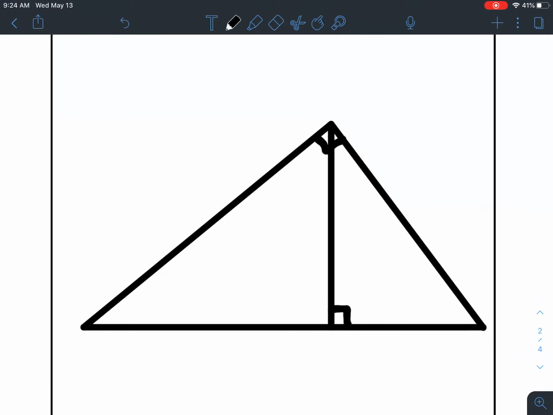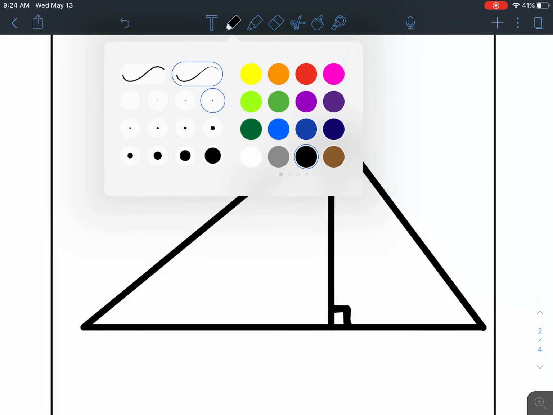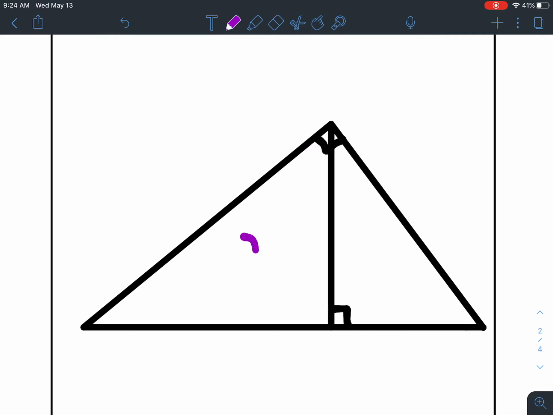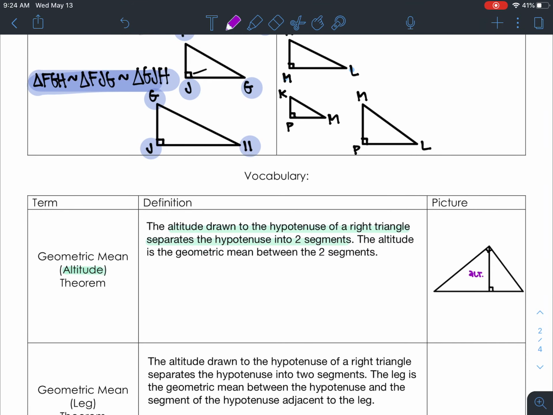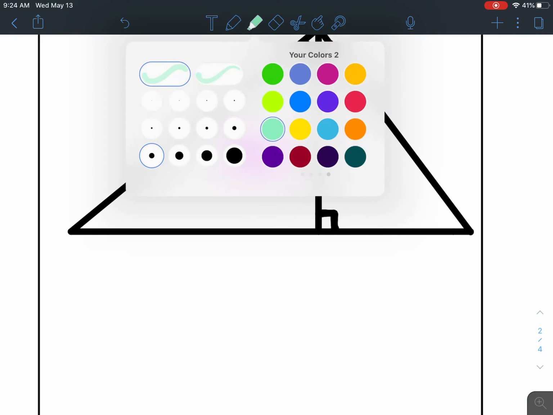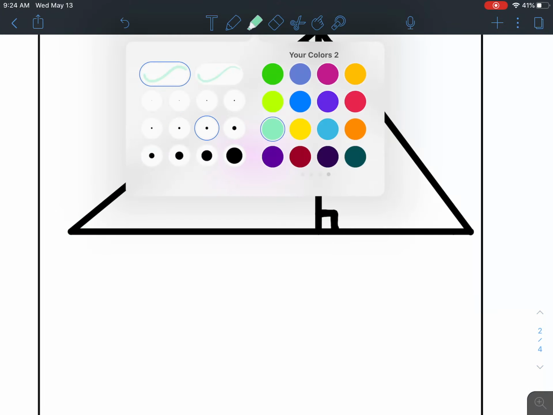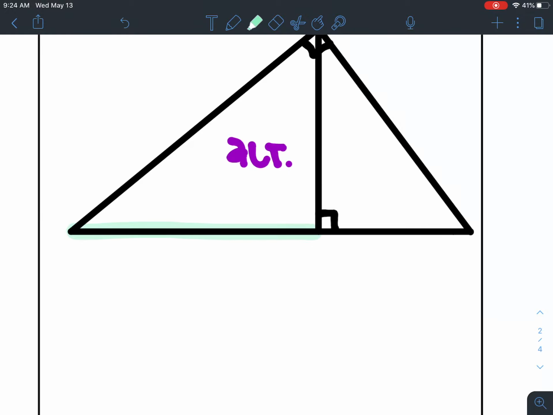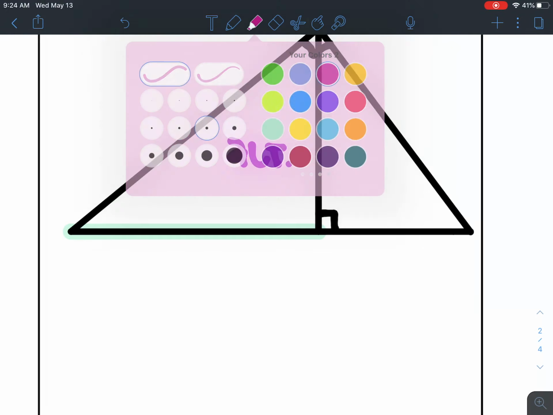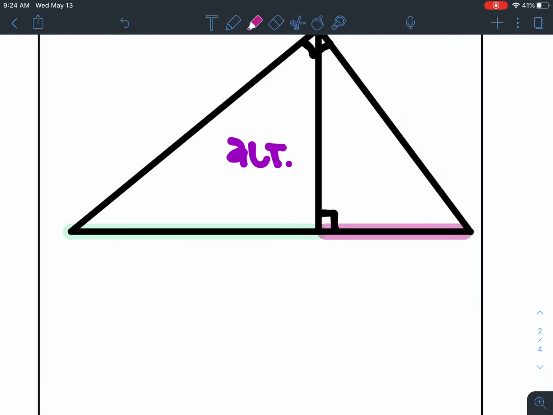So what I'm going to do is label. This segment right here that I just drew is my altitude, and I'm going to call that ALT, A-L-T. Then what it says is that the altitude separates the hypotenuse into two segments. The two segments we're looking at are this segment right here, and then this segment right here.